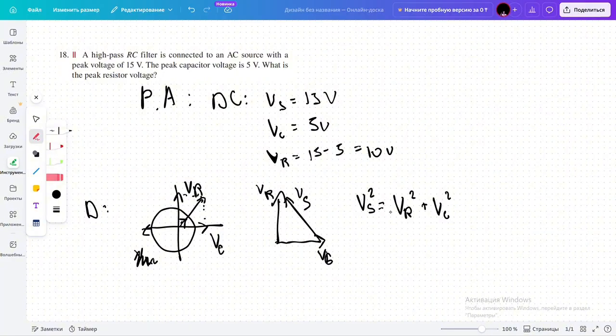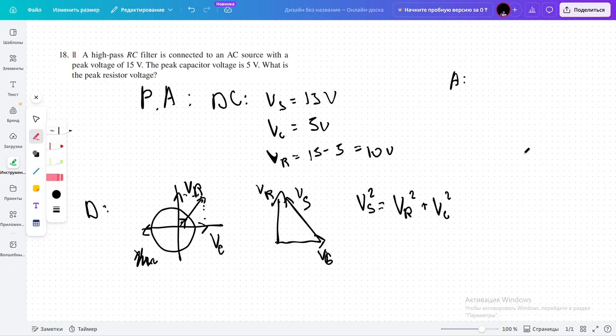So now I apply abstraction. The problem mentions it's a high-pass filter, but I don't need to know the specific AC frequency, the capacitance, or the resistance to solve for the voltage. I can ignore those physical details and abstract the circuit purely into its geometric voltage vectors.